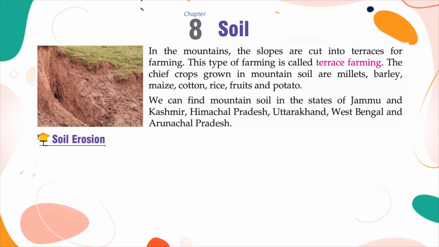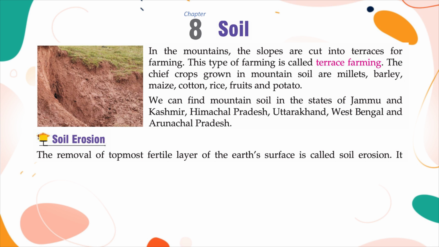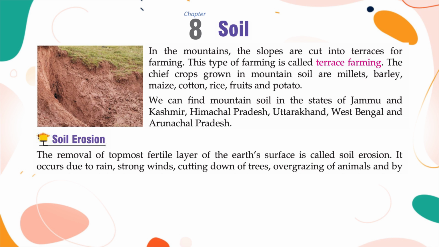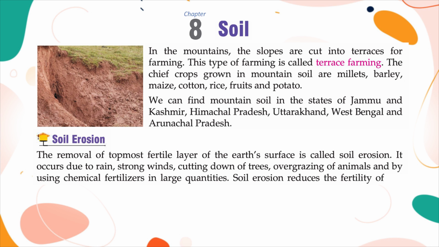Soil erosion. The removal of topmost fertile layer of the earth's surface is called soil erosion. It occurs due to rain, strong winds, cutting down of trees, overgrazing of animals and by using chemical fertilizers in large quantities. Soil erosion reduces the fertility of soil and makes it infertile for cultivation.